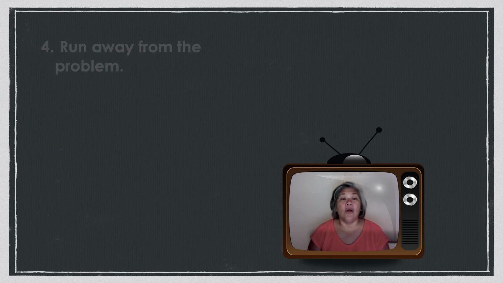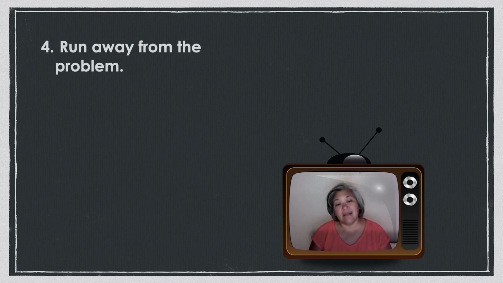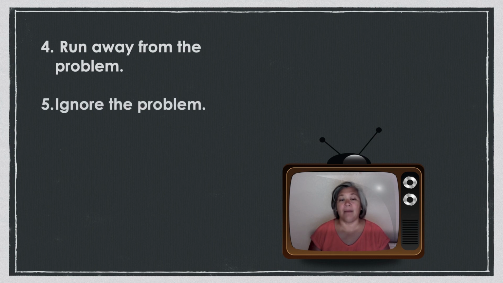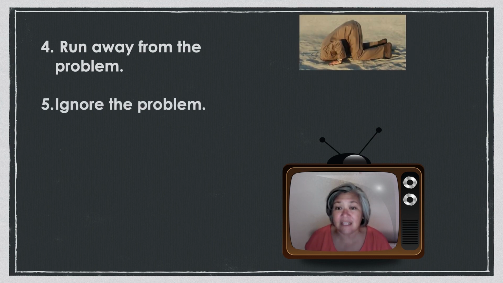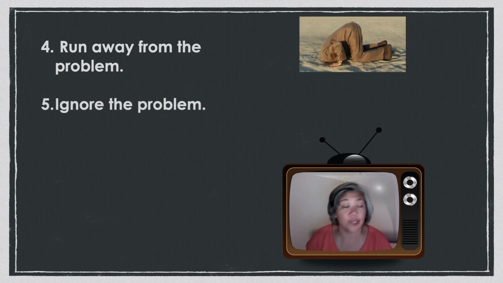Next, number 4, run away from problems. This is completely self-explanatory. 5, ignore the problem. This technique of dealing with failures does not work well at all. Imagine if a captain ignored an iceberg and hoped it would not affect his ship. You'd have a big problem all over again, Titanic.